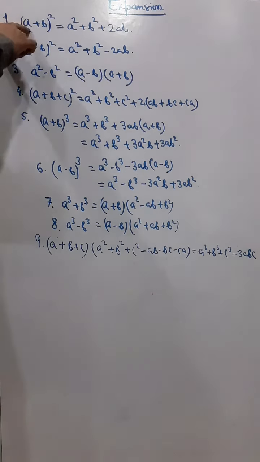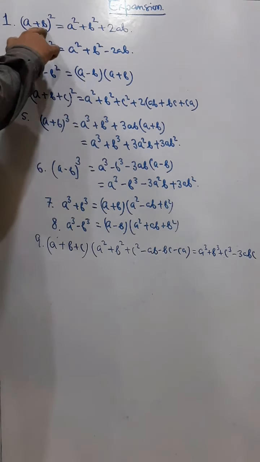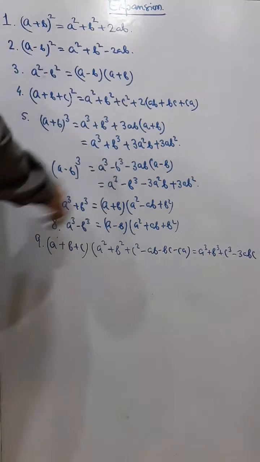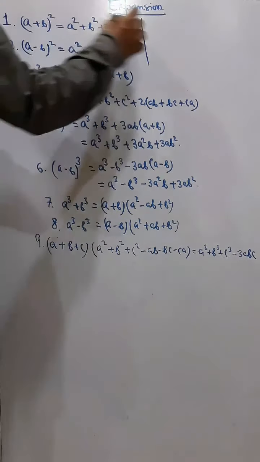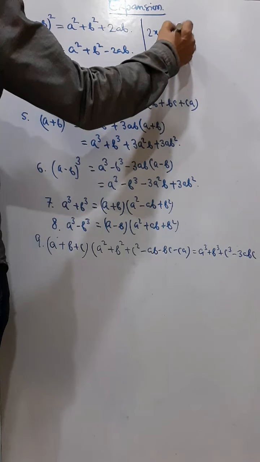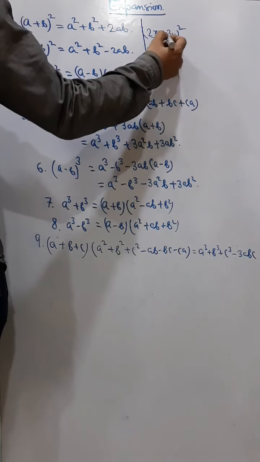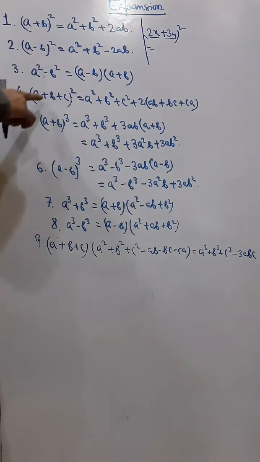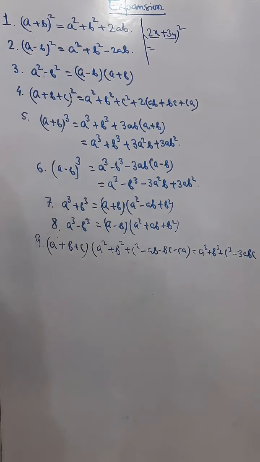So, in place of a there can be x, and in place of b there can be y. So the formula becomes (x plus y) whole square, then it becomes x square plus y square plus 2 into x into y. In place of a, there can be 2x, and in place of b, there can be 3y. So the first term is known as a and the second term is b. Here the first term is a, the second term is b, and the third term is c.